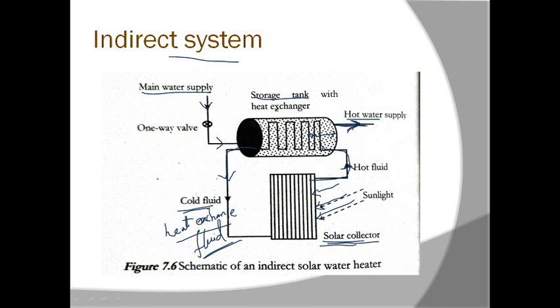But in an indirect system, we keep it separate. The water heating system is separate from the water, the fluid, the water that we use. So even if the water quality is low, it may not affect the solar collector and its setups drastically.